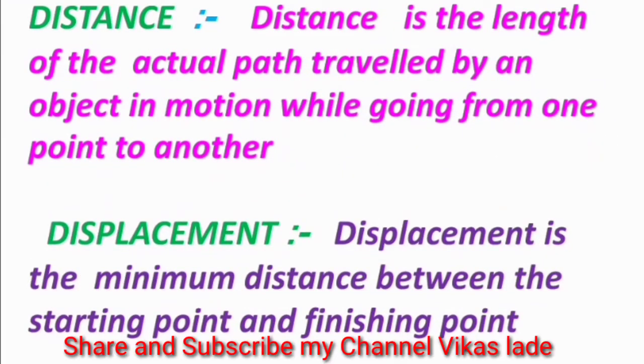Definition of distance and displacement. Distance is the length of the actual path traveled by an object in motion while going from one point to another. And displacement is the minimum distance between the starting point and finishing point.